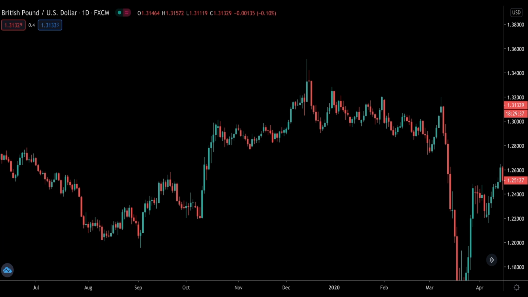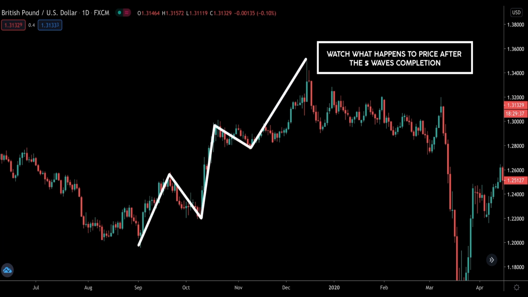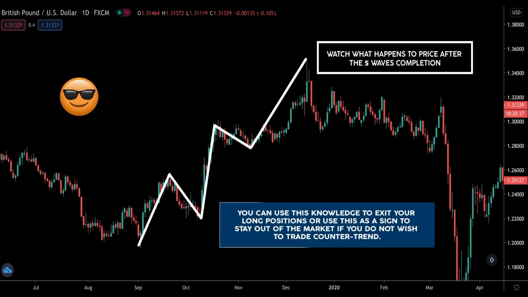Recall earlier that after 3 impulse waves up, then the uptrend may be over and the price is likely to do a 3-wave correction. Well, you can use this knowledge to exit your long positions or use this as a sign to stay out of the market if you do not wish to trade the counter trend.